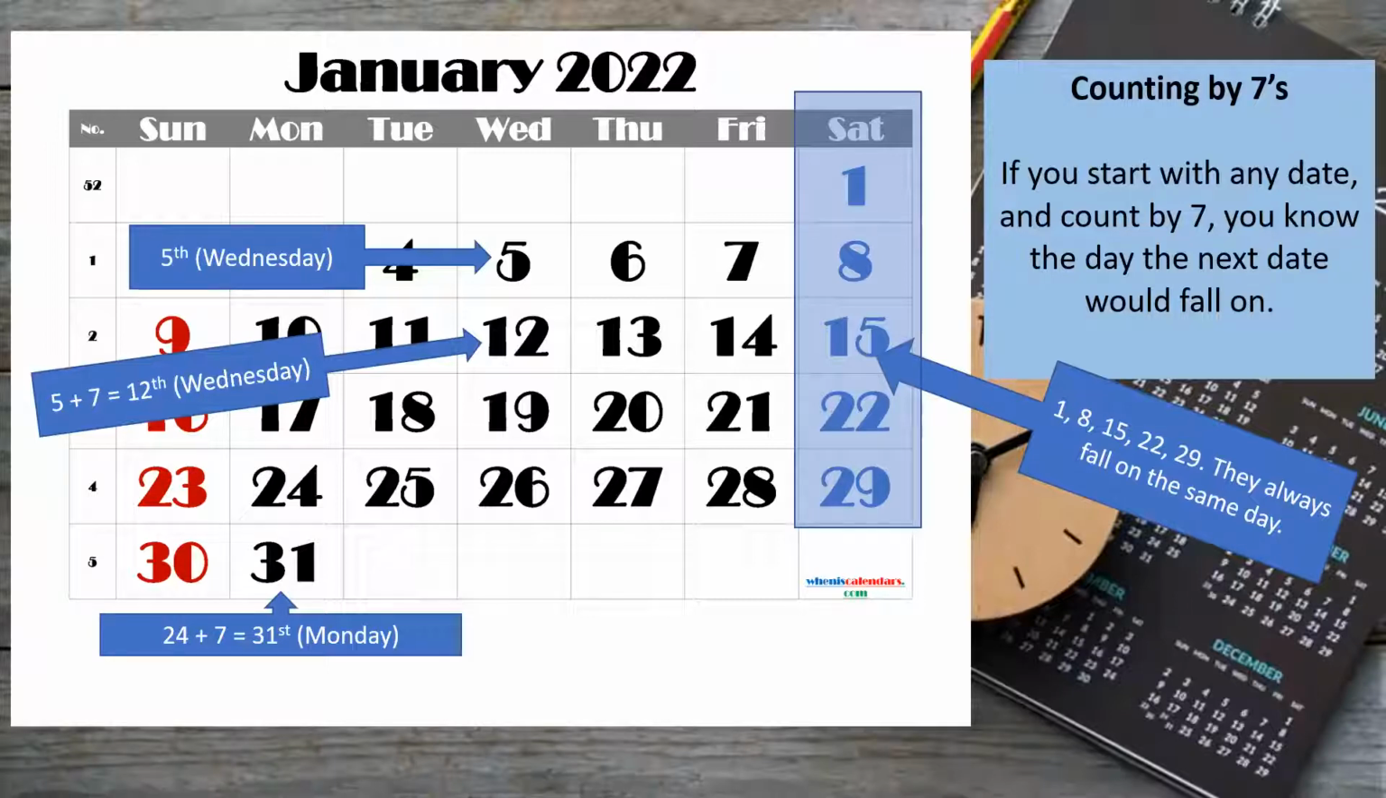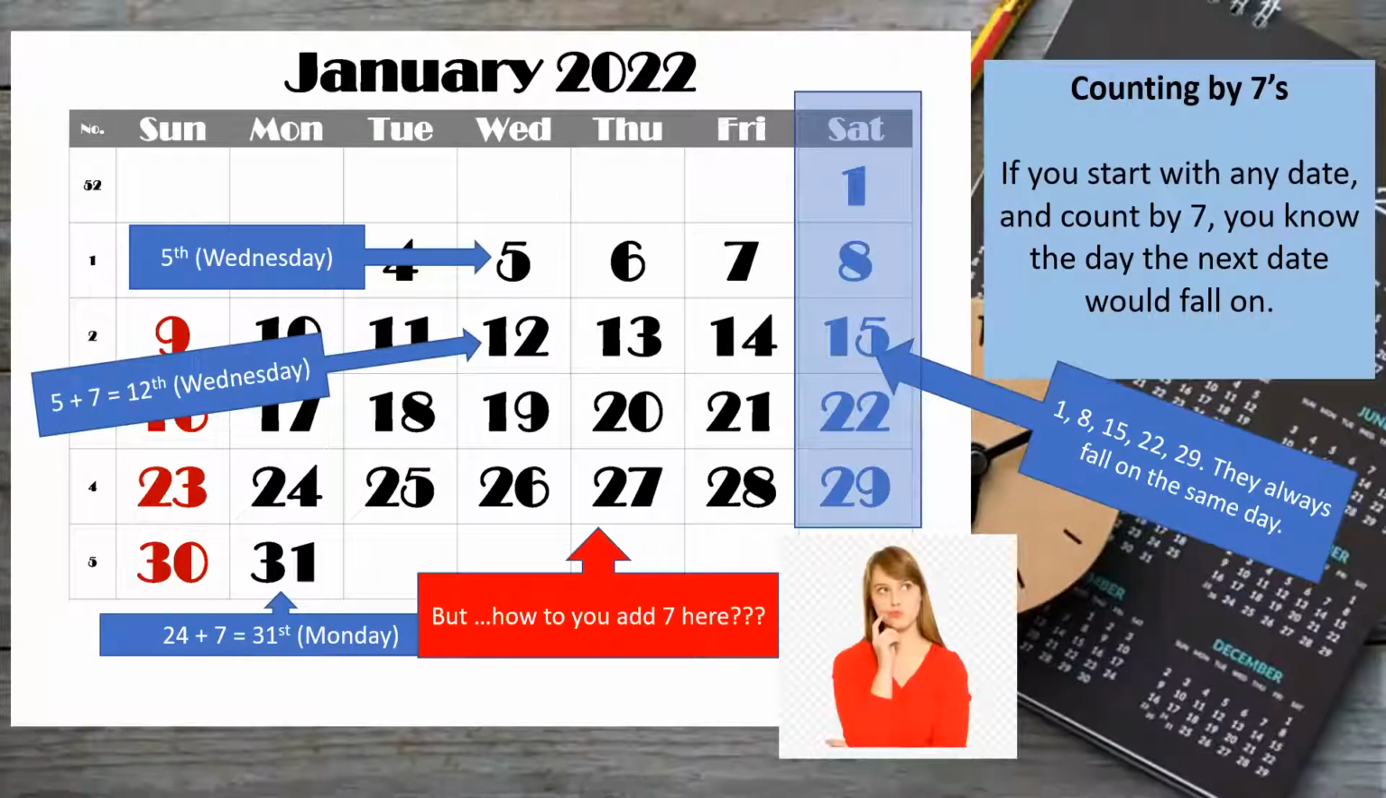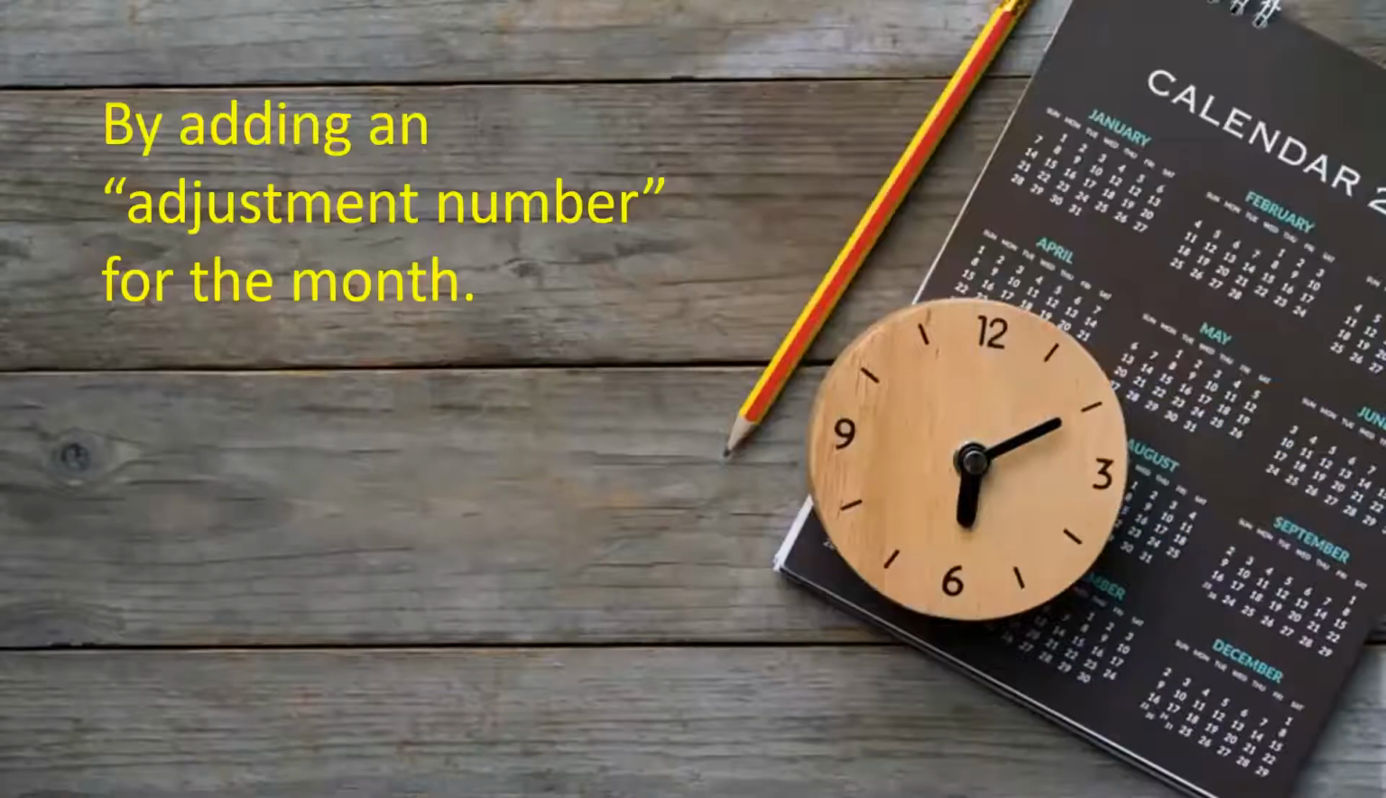As long as you're doing the counting by 7, they would all fall on the same day of the week. All right, but when you are on the 27th of the month or the 26th of the month, how in the world do you add 7? Let's figure it out. How do you do it?